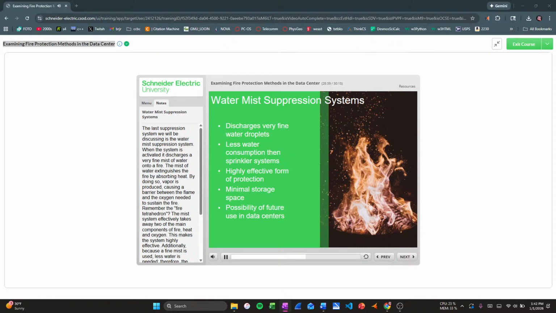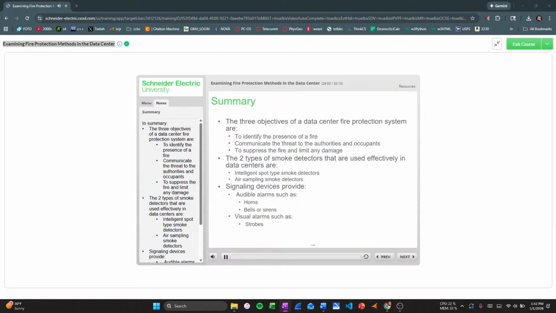This makes the system highly effective. Additionally, because a fine mist is used, less water is needed. Therefore, the water mist system needs minimal storage space. Water mist systems are gaining popularity due to their effectiveness in industrial environments. However, equipment failure can result from a discharge due to the high level of humidity introduced into the data center.